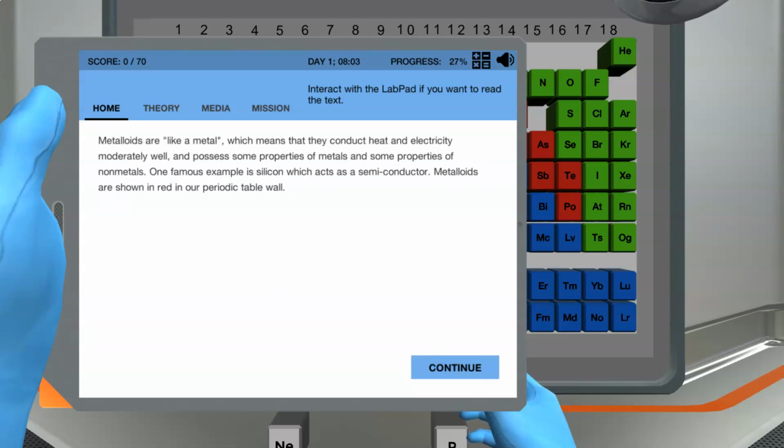Metalloids are like a metal, which means that they conduct heat and electricity moderately well, and possess some properties of metals and some properties of non-metals. One famous example is silicon, which acts as a semiconductor. Metalloids are shown in red in our periodic table wall.